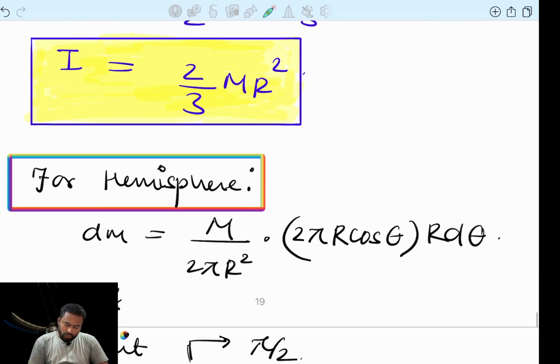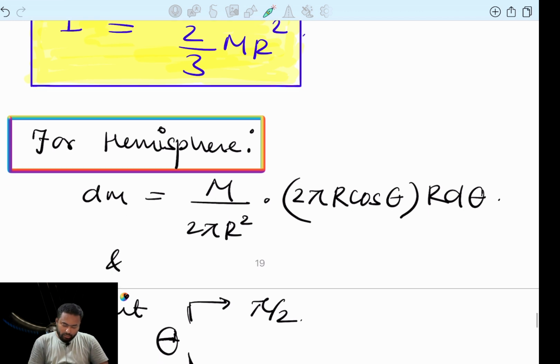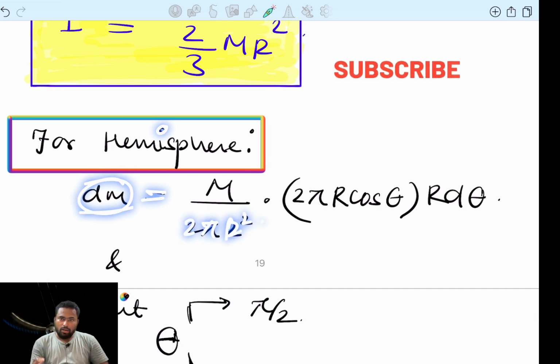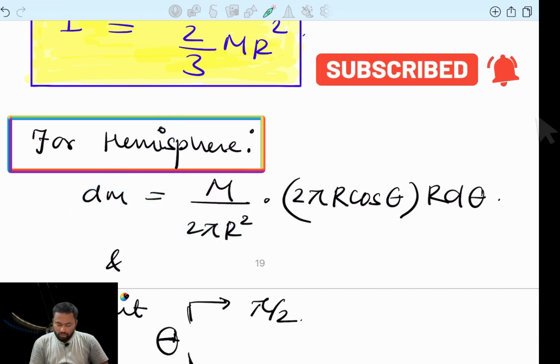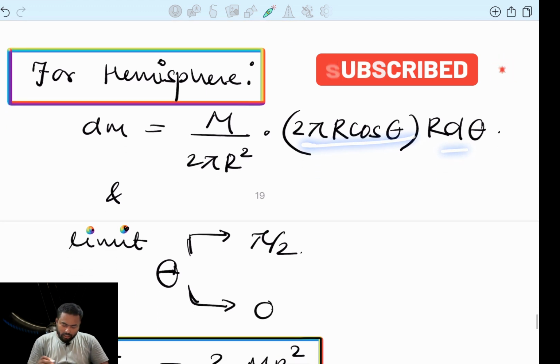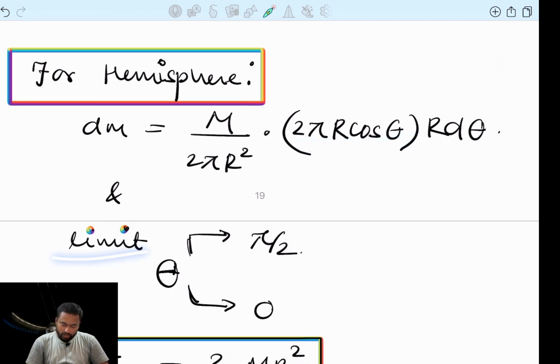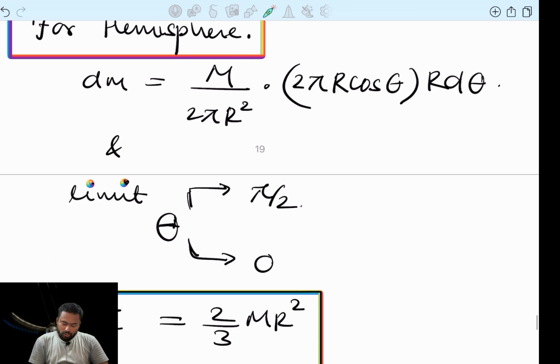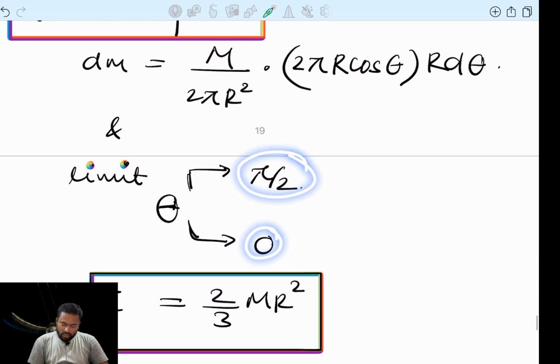For the hemisphere, what will change? If we talk about the hemisphere, it would change this much. dm would become mass upon 2 pi r square, because we will take half the area only, and everything would remain the same here. The next thing that is going to change for the hemisphere is the limit. So the limit would be 0 to pi by 2. After that, again we will get the same value, 2 by 3 mr square.